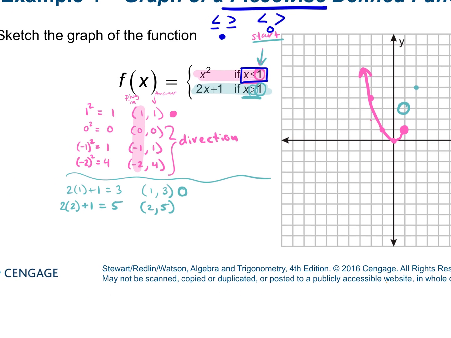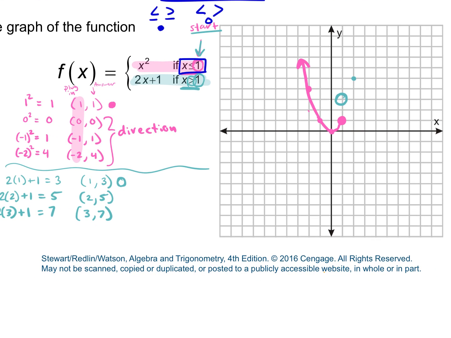Let's do one more. What's another number that's greater than 1? So 2 times 3 plus 1. 2 times 3 is what? 6 plus 1? 7. What did we plug in? 3, and we got 7. So we're going to go to the right 3 and up 7.